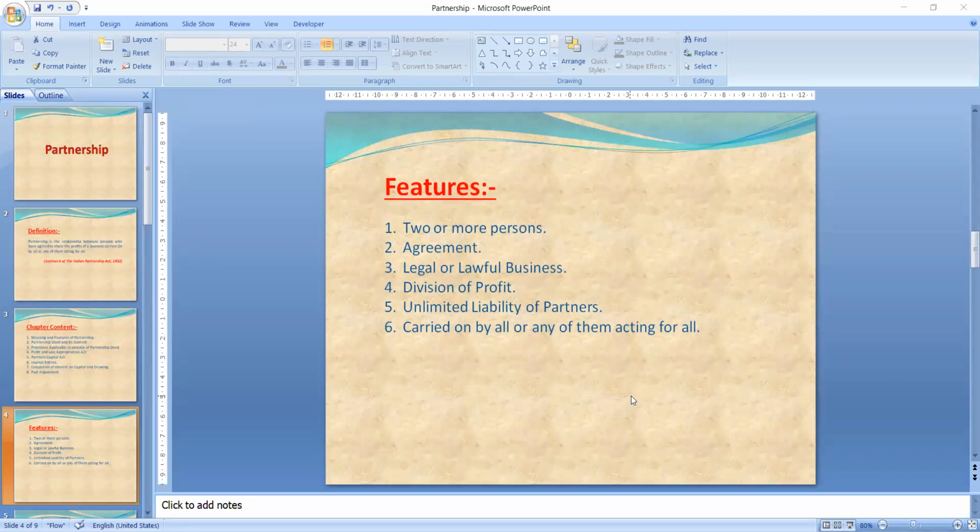The fourth point is division of profit. Division of profit means sharing the profit or loss of a business, but here it is only written as profit. Can you tell me why there is no consideration of loss, division of loss? Why am I not writing division of loss? Because division of loss will be in the same ratio as division of profit.